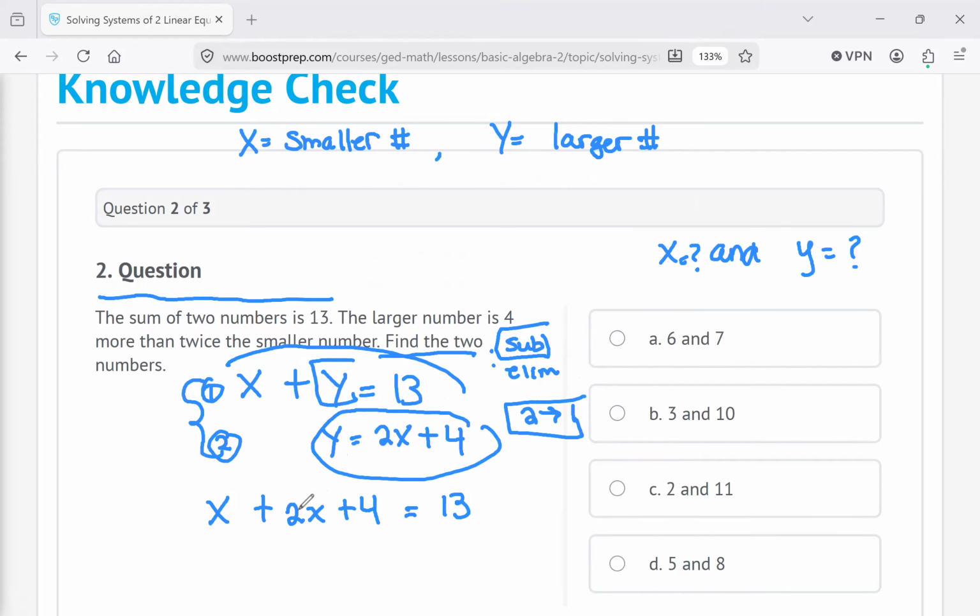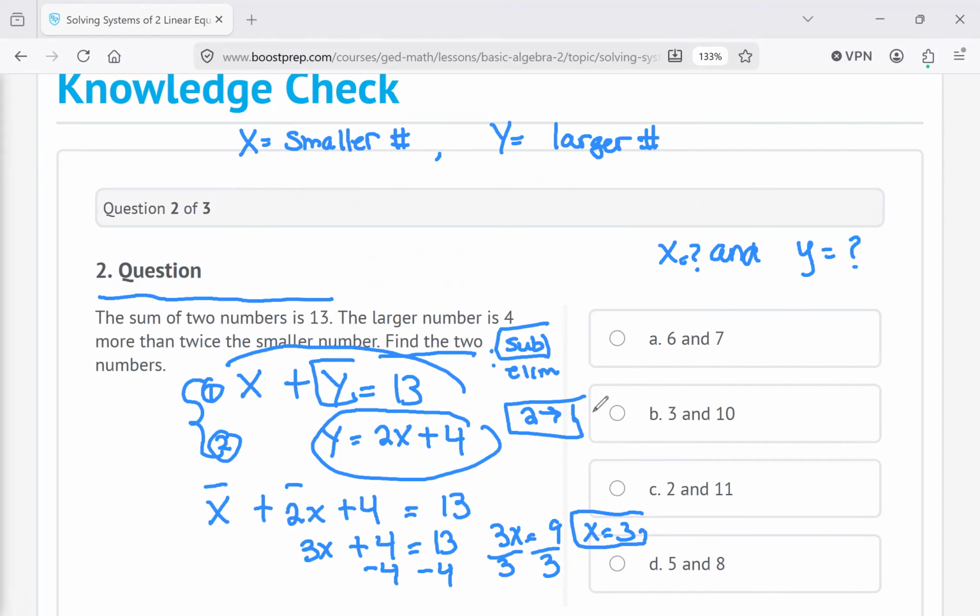So let's clean this up and solve for x. What's 1x plus 2x? That's 3x plus 4 equals 13. Then I'm going to subtract 4. So I get 3x equals, what is 13 minus 4? That is positive 9. And then it's all for x, so we'll divide by 3. So I get 3.